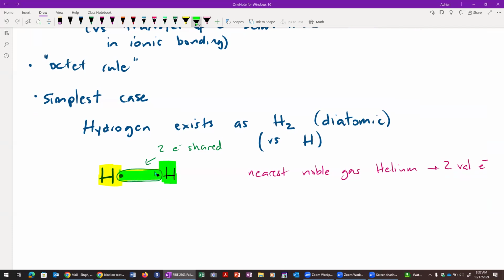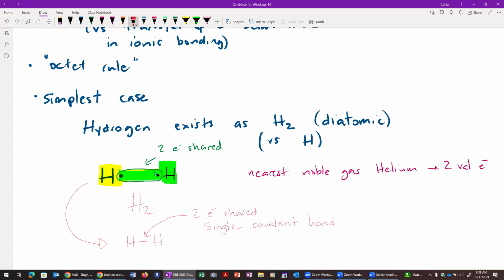Right? So now both of these hydrogen atoms are happy, and this is why hydrogen exists in the form of H2. It's a diatomic molecule. The way that we represent that arrangement is we say H, and then there's a single line between the H and the other H. That here represents those shared electrons. So two electrons that are shared, and we refer to that as a single covalent bond.